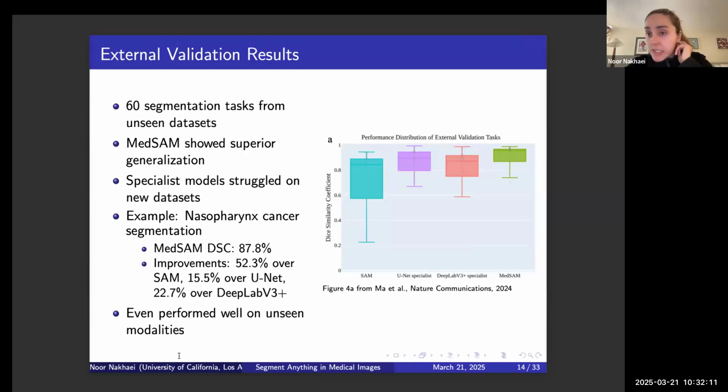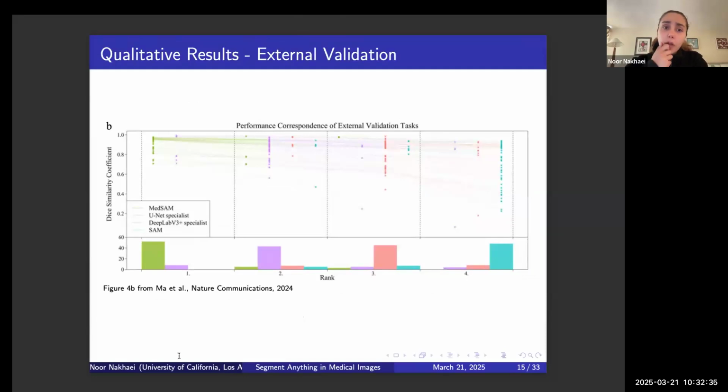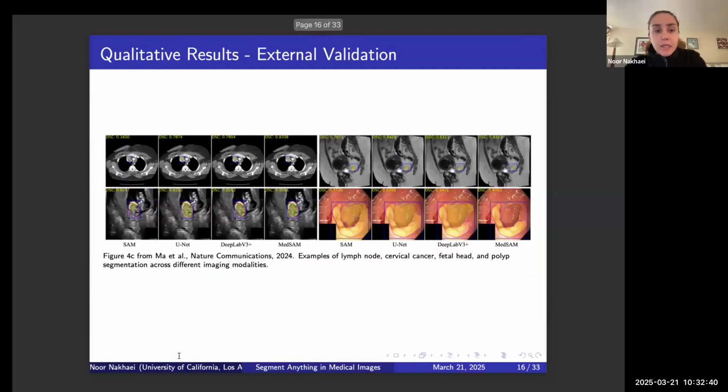One of the main criticisms of SAM when it originally came out was that for unseen images, it doesn't do well. And MetSam is showing that because of the diverse set of data sets, they are addressing this criticism and limitation. So it even performed well on the unseen modalities. Again, more correlative results for external validation that was mentioned. And here we have examples of lymph node, cervical cancer, fetal head, and polyp segmentation across different imaging modalities. That was unseen data and images.